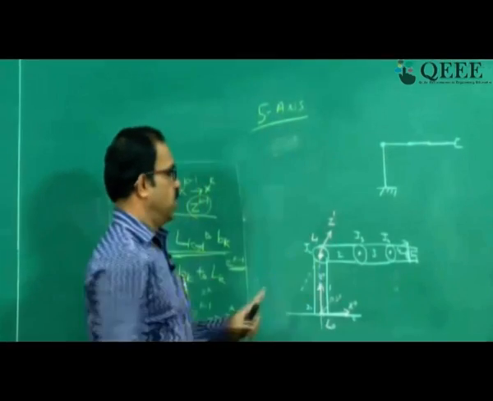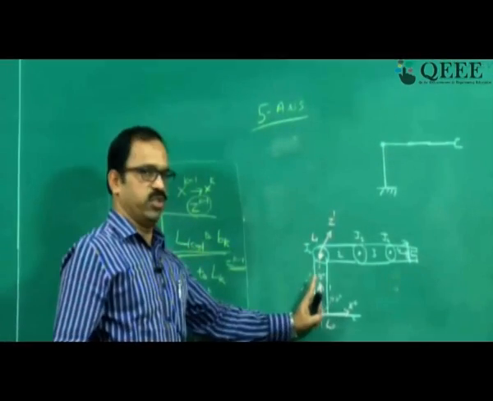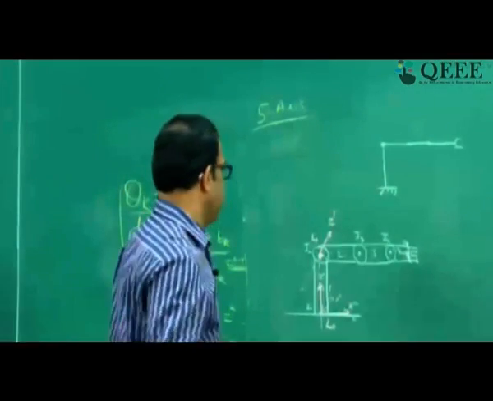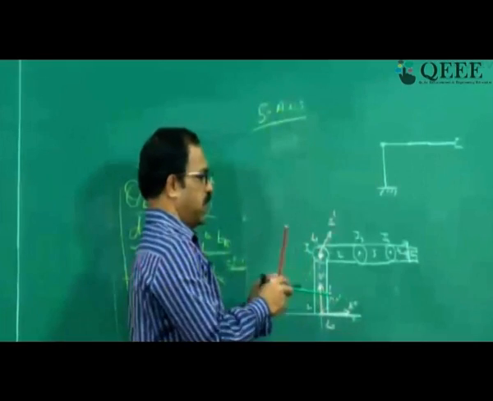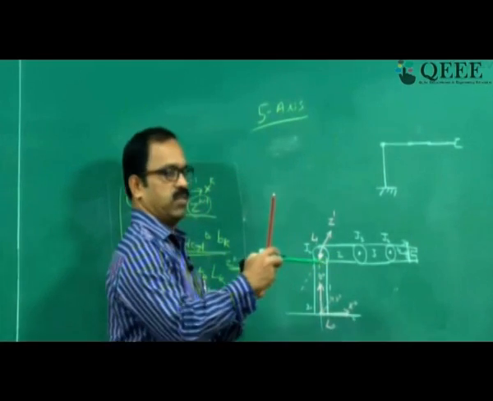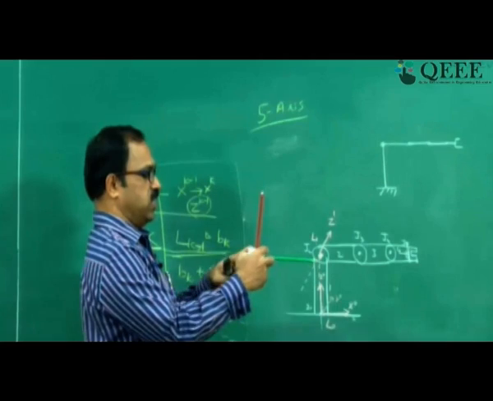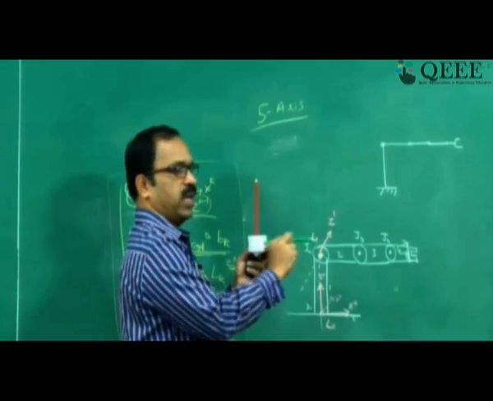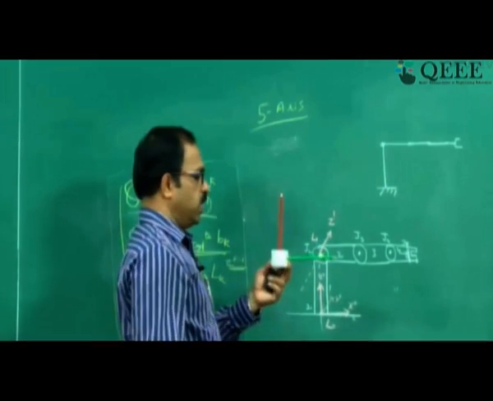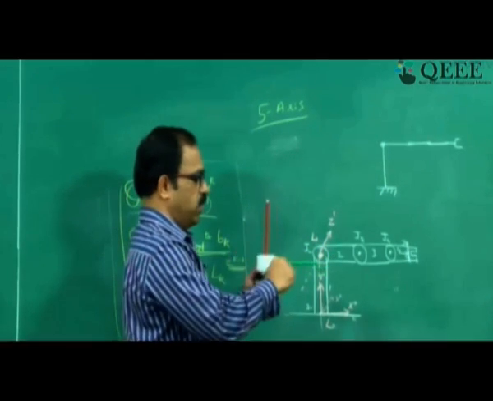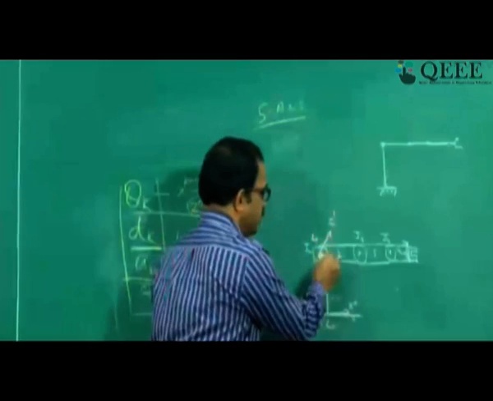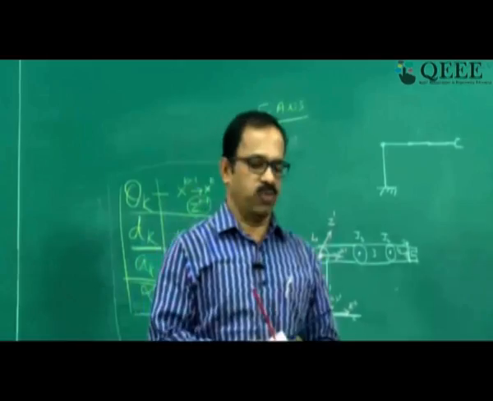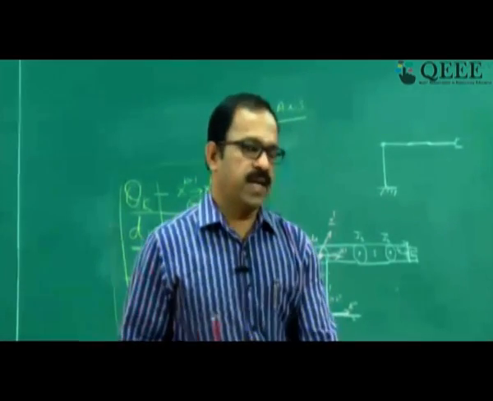X1 should always be normal to Z1 and Z0. So Z0 is in this direction, and Z1 is pointing toward the board, and therefore X should be in this direction, because it should always be orthogonal to these two. So it will be in this direction. That will be X1. So now we look at the frame.